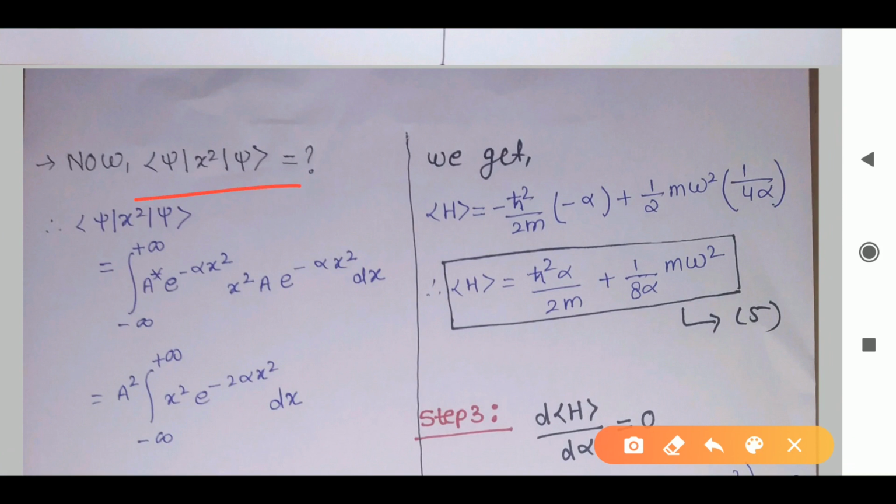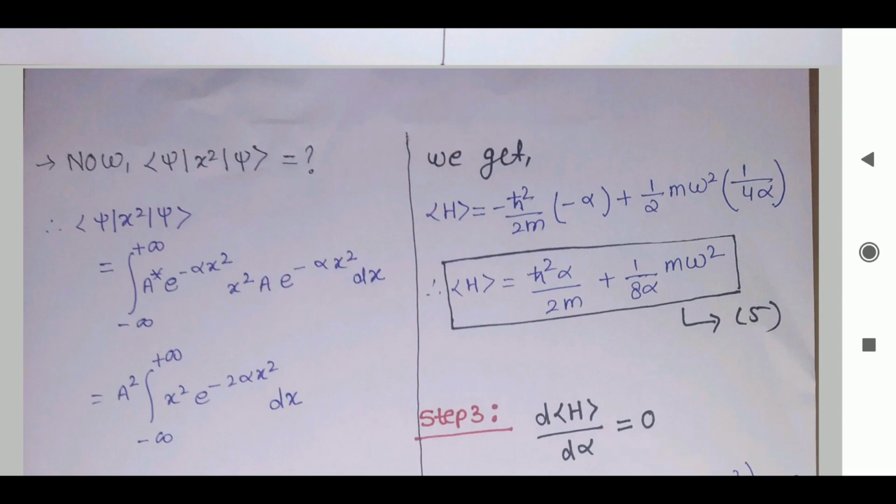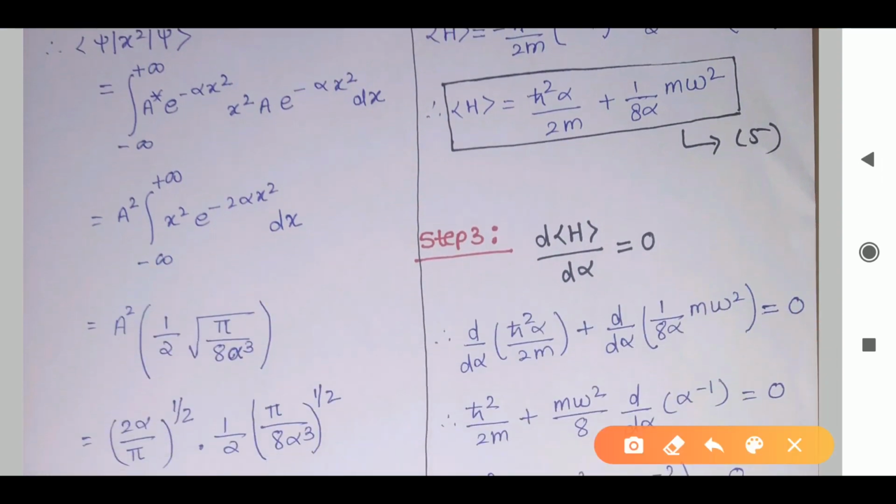Okay, so here also first we will write this in integration notation like this. Then we will put the value, that is in this form we can write psi star x square psi dx, here minus infinity to plus infinity. In this form first we will write, then psi star value we will put, psi value we will put, and here x square and dx. Okay, then here a square we can take outside, then we have inside x square, and when we multiply this and this we will get e raised to minus 2 alpha x square.